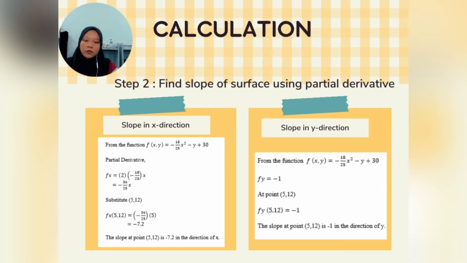For the slope in the y direction, from the function that we used earlier, negative 18 over 25 x squared minus y plus 30, we know that fy equals negative 1. At (5, 12), just substitute into the function, and you will get that fy equals negative 1. So the slope at (5, 12) is negative 1 in the direction of y.